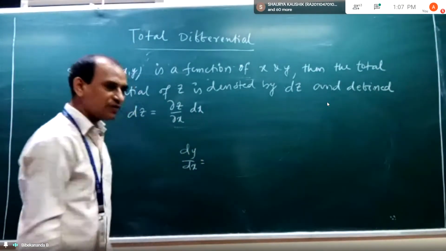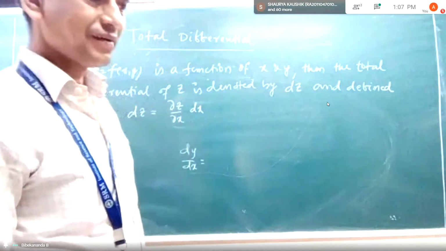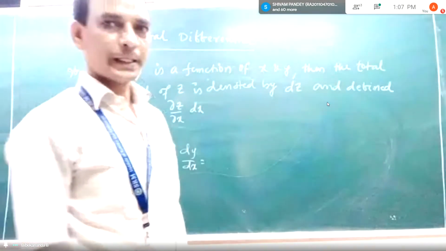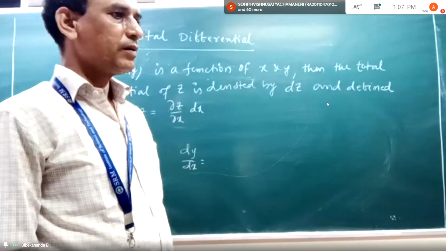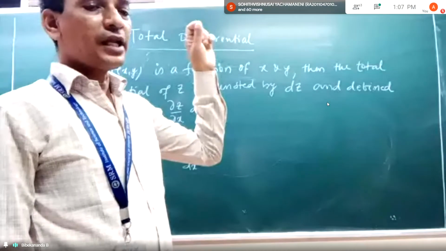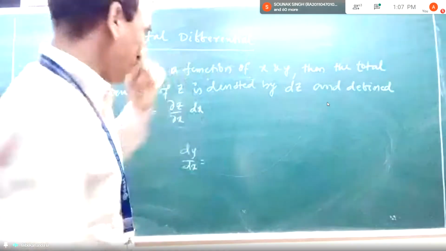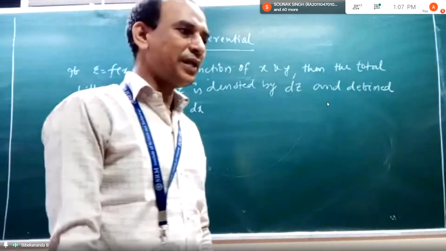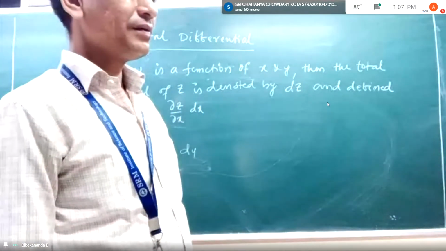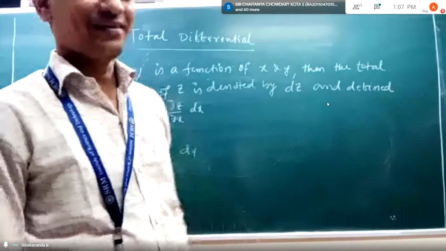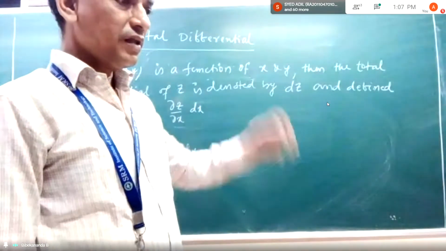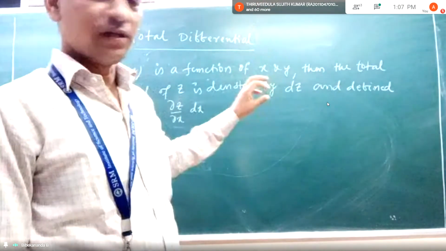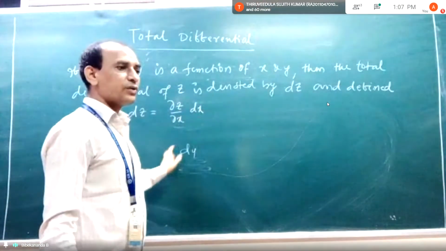What is this? Can you tell me? dy by dx. What do you understand from there? Slope of the curve. Derivative of y with respect to x. But if I say only dy, what is the meaning of that? It is not change of y, it is differential. The term coming from derivative is differential. So this is part of a derivative, so it is called differential.